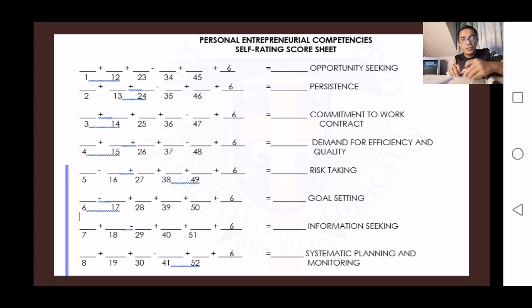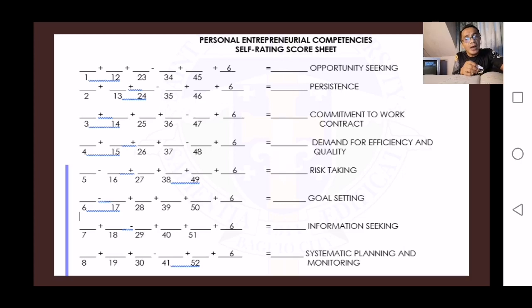let's say sa number 23, let's say ang sagot mo doon is 2, and then followed by 34, let's say sa 34, ang answer mo is 3, and then sa 45, let's say ang answer mo is 5, and then meron nang sagot doon sa last blank, that's 6.